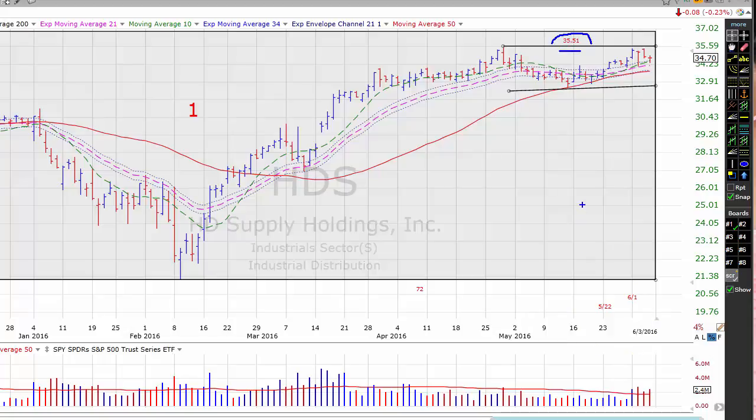HD Supply, which was a spinoff from Home Depot, should be of interest to both aggressive and conservative investors. Wait for the break above 35.51 on 40% of average daily volume.